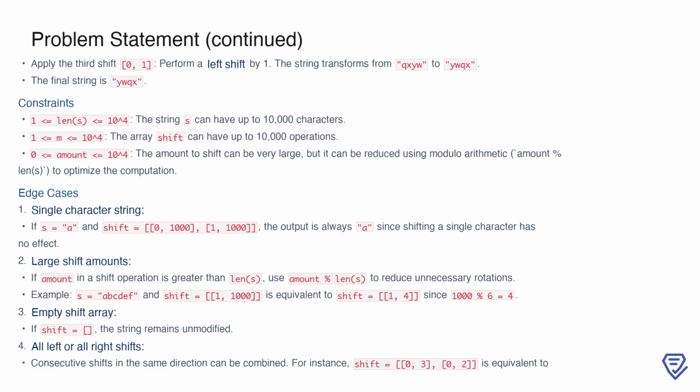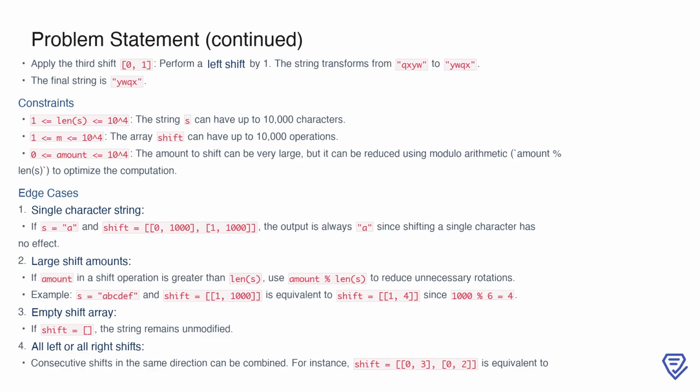The problem also comes with constraints and edge cases that we need to consider. The string s can have up to 100 characters, and the shift array can have up to 100 operations. Additionally, the amount value in each operation can be very large, up to 100. To handle this efficiently, we can use modulo arithmetic to reduce the shift amount. For example, a shift of amount positions is equivalent to amount % len(s), which eliminates redundant rotations. For a single character string, any number of shifts will leave the string unchanged. Similarly, if the shift array is empty, the string remains unmodified.